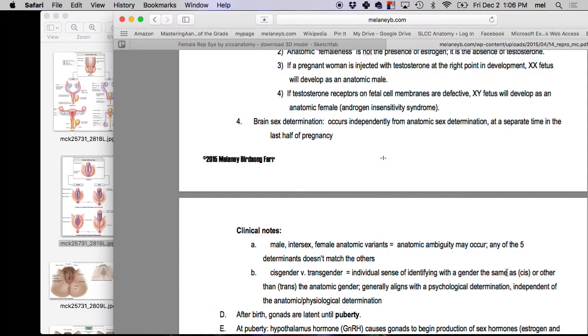Anatomic ambiguity may occur. Any of the 5 determinants might not actually match the other. And then let's talk about cisgender versus transgender. I know you guys have all heard the word transgender before, but what does it actually mean with reference to anatomy and physiology? Well, there are at least 4 determinants of gender. The other ones I'm not really equipped to deal with, but these have to do with anatomy and physiology.